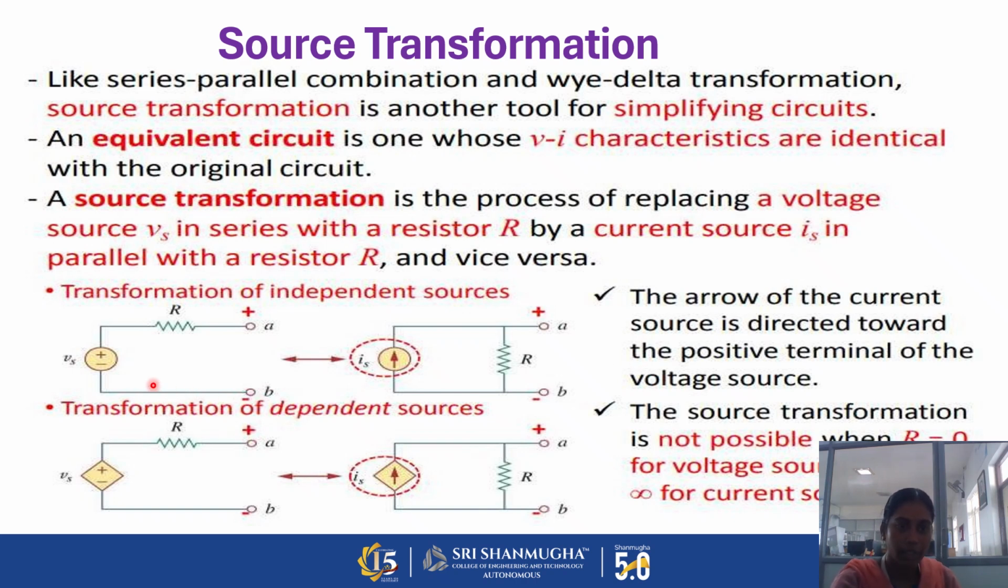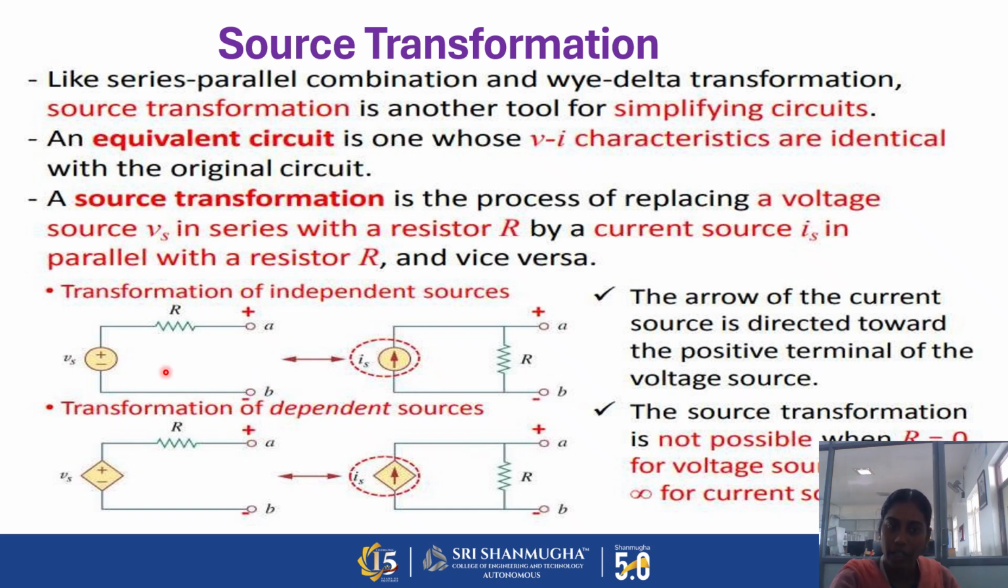For example, look at this diagram. In this, the voltage source is connected in series with the resistor R. The voltage source is Vs, the supplied voltage, and R means resistor. The terminal is open here, and we consider the voltage across A and B.